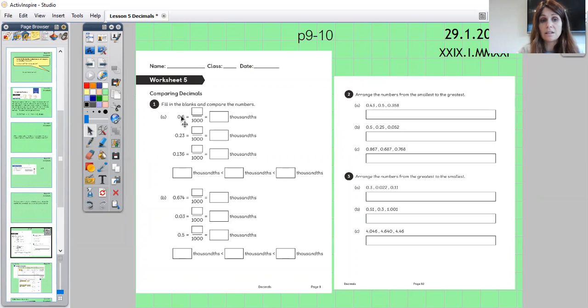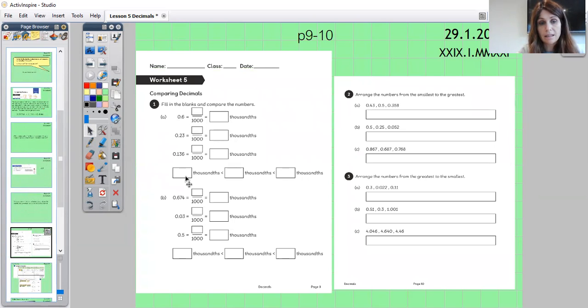And so I'm going to need to do the same on the top. This is worth 6 tenths, so I need to do 6 times 100, and that's what will be in here. So the first one there will be 6 thousandths, and you're just going to write 6 in there, 6 thousandths. So I've done that first one for you.